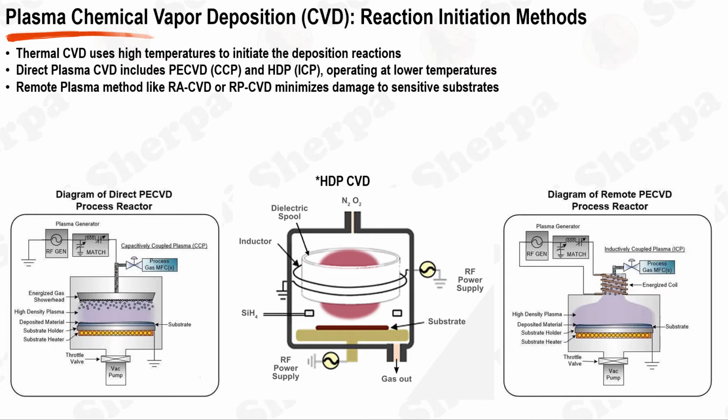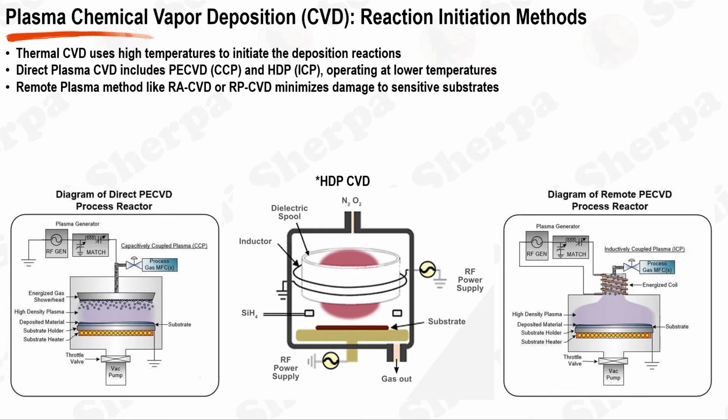The high temperature provides the necessary energy for breaking the chemical bonds in the precursor molecules, enabling them to react with the substrate and each other to form the desired film. Thermal CVD is widely used due to its simplicity and versatility, but the high operating temperatures may limit its application on thermally sensitive substrates or materials.